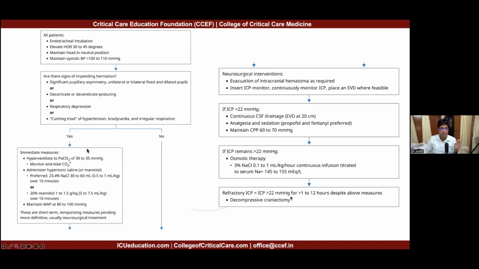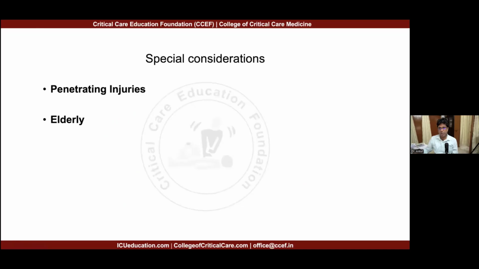What you can do as immediate measures is hyperventilate for a very brief period of time, monitor the CO2 somewhere around 30, not less than that. Give a bolus dose of mannitol or 3% saline, maintain the blood pressure. These are short term, you know? And once you have tried that, then neurosurgical intervention, evacuation of intracranial hematoma. If it's still not controlled, then you drain the CSF, maintain the perfusion. If it still fails, continue osmotic therapy. And if it still fails, then you can have decompressive craniotomy. So this way you follow.